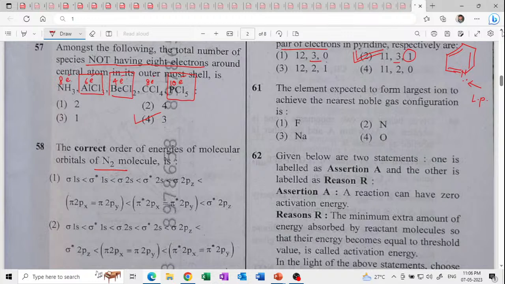Screen visible आहे का everyone? Please check करा. Screen visible आहे का? Yes, get it.